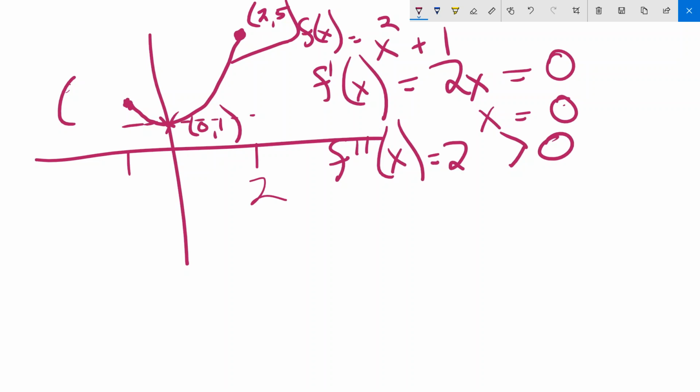The difference between absolute and local is that local is always in a very narrow domain, but absolute is over the entire domain of the function. And we can see that that's the highest that y ever gets. Or actually, I should label this f of x. Yes, sir. And the absolute minimum is also at 0, 1. So we now know where the absolute minimum and the absolute maximum are.